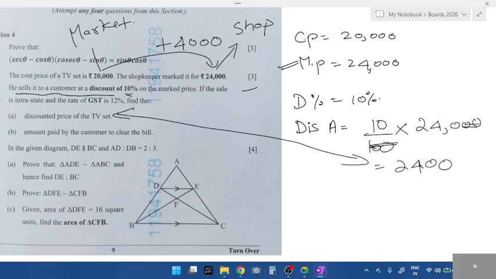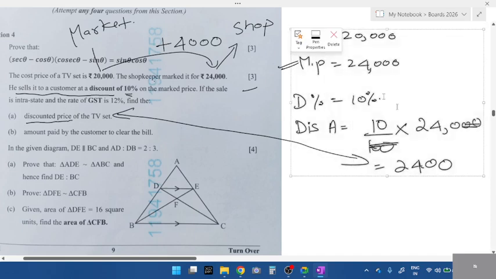Did they ask, after discount, what's the price? Did they mention that? No, just the discount, student. Discount. Okay, now the first one is done. Let me keep 2,400 as it is.